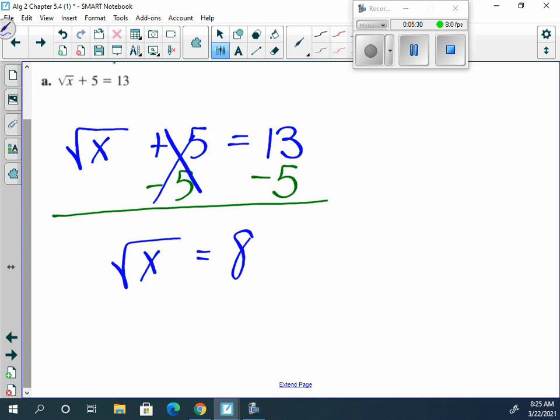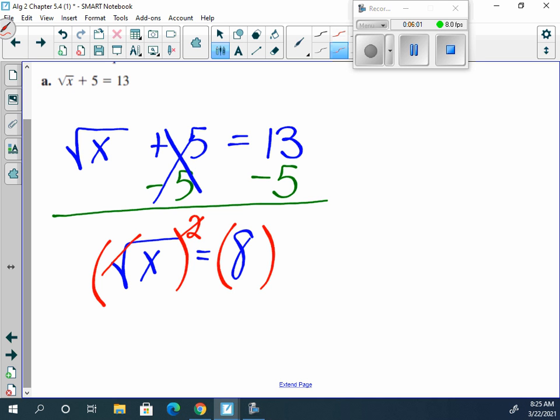Any questions on this so far? Is the radical by itself? Okay, so that finishes step 1. The second step is take the nth power of both sides. So we're going to put both sides to a power, but what power would we use? Square, because if I square a square root, the square root and square would cancel, yes?